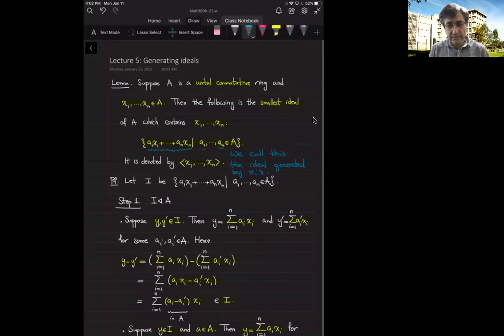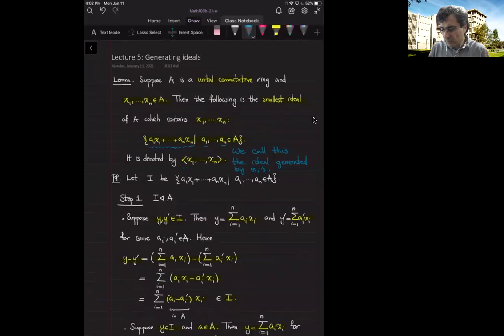We call this the ideal generated by the xi's, and we denote it by angle brackets ⟨x1, ..., xn⟩. In Artin's book, parentheses are used, but I prefer to avoid parentheses to avoid possible confusion with elements of a direct product of the A sub i's. So we use the angle notation in order to denote this set, the ideal generated by the x sub i's.